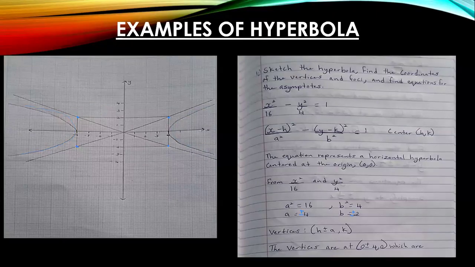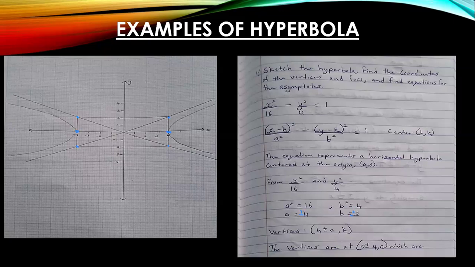So we can see our vertex here. This vertex here would be 4, 0. Yeah, so that is going to be positive 4, comma 0, and then we'll have negative 4, comma 0. So those are our vertices there. Another thing, we can find the foci.